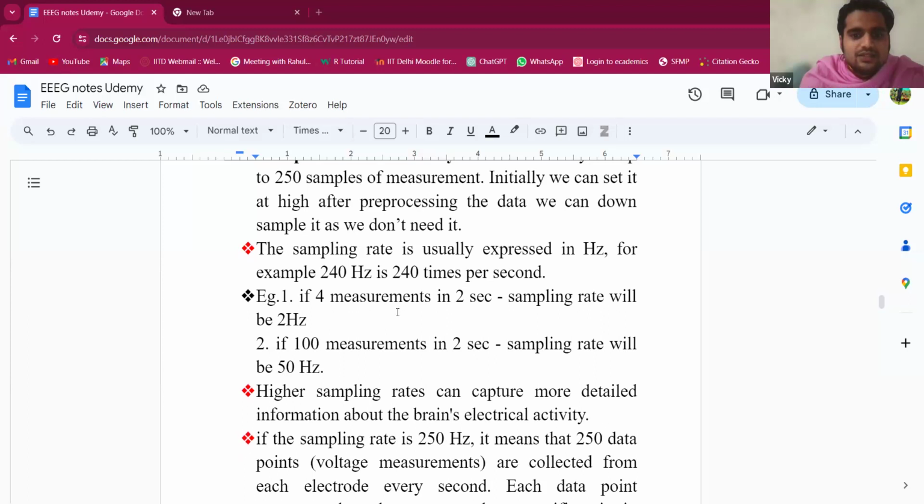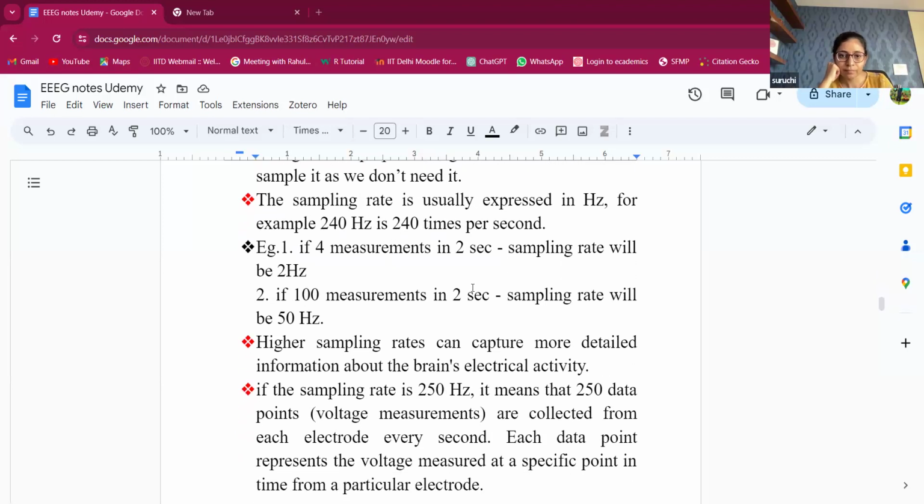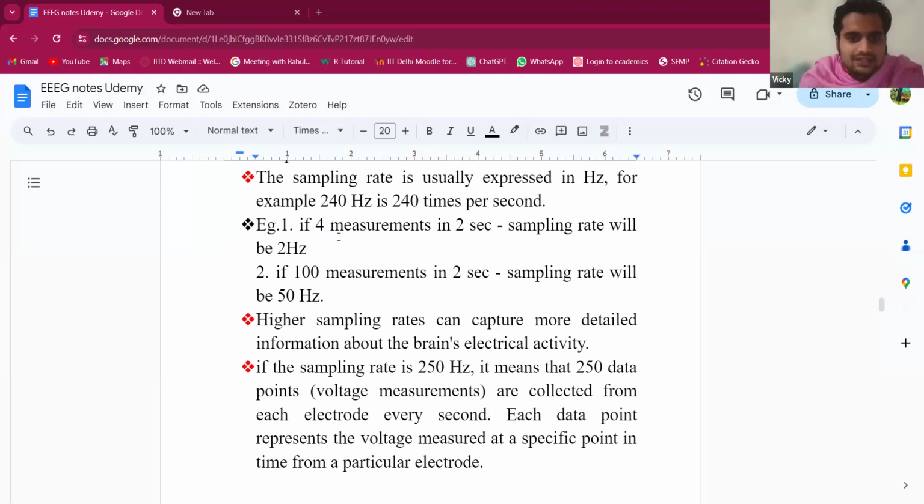So the sampling rate is usually expressed in hertz, same as the signal frequency, which is also expressed in hertz. For example, 250 hertz means we are collecting 250 data points per second. The examples you talked about in last class: if we have 4 measurements in 2 seconds, the sampling rate will be 2 hertz. If we have 100 measurements in 2 seconds, because for sampling rate we always talk in 1 second, it will be 50 hertz. That is sampling rate. In this way we can calculate it.